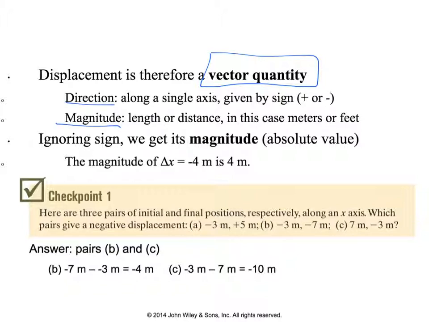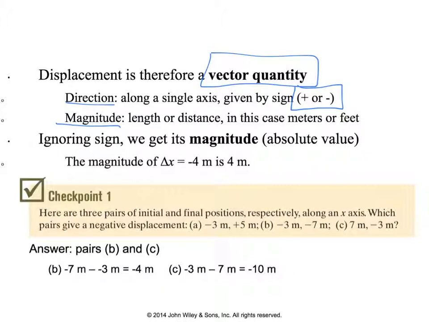And the magnitude is the length or the distance in the case of meters or feet. Typically, we're going to use meters, the SI units. And the direction is along a single axis. So if we're talking one-dimensional motion like we are now, then we can simply just say positive or negative. When we get into two- and three-dimensional motion, we'll have to be a little more specific with our direction. But for right now, it's just positive or negative.